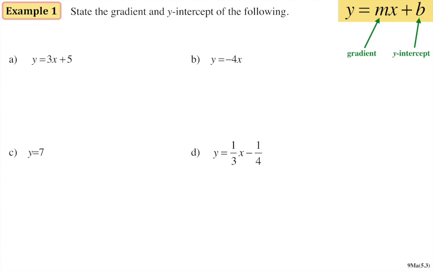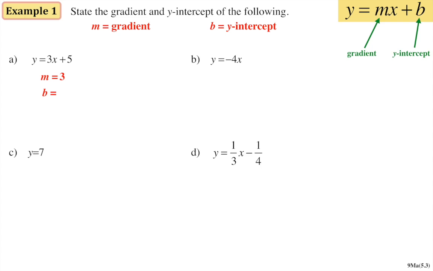Example 1 doesn't say to do any sketching. It just says, for this line here, what's the gradient and where would that line cross the y-axis? And remember, our formula is y is equal to mx plus b. The number in front of x is the gradient and we call that m. And b just represents the number that's by itself. So for this question, the number in front of x is 3. So m is equal to 3. The gradient is 3. The number by itself is 5. This graph will cross the y-axis at 5.